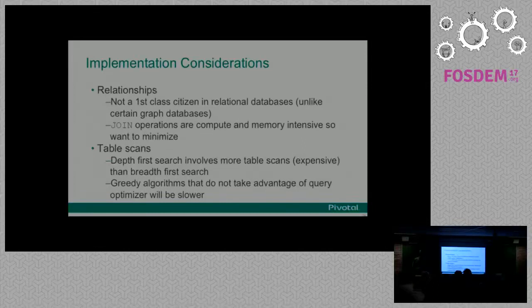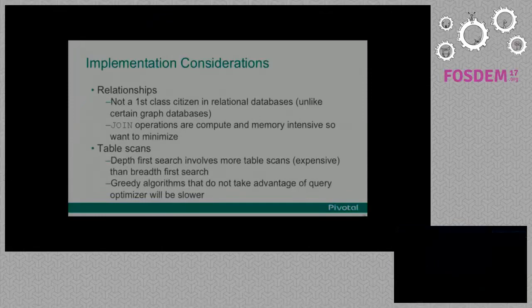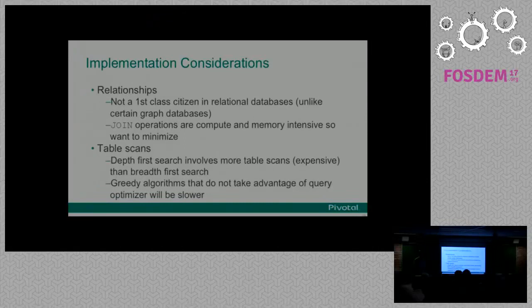Table scans is another consideration. We use Bellman-Ford in that single source shortest path. If we would use Dijkstra, which is another kind of implementation of shortest path, which is more depth first versus breadth first, it's much slower. So you want to reduce the number of table scans. Depth search kind of algorithms are expensive, so you want to try to do breadth first sorts of search. Greedy kinds of algorithms that don't take advantage of query optimization are going to be a problem.